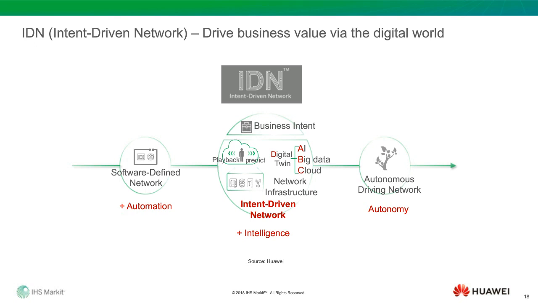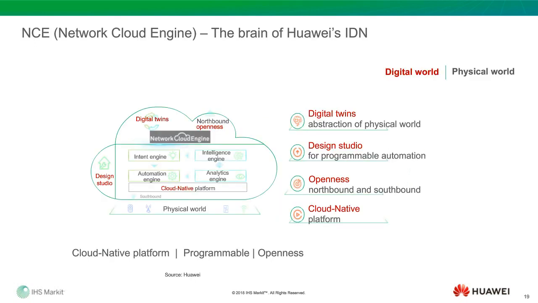We started with SDN, evolved to today's network called intent-driven network, and moving forward, we will try to evolve into autonomous driving network. This is pretty much the 3 stages we keep working on. And one thing, when we talk about Huawei and the IDN network, intent-driven network, we always mention one platform called NCE. Internally, we call it Network Cloud Engine.